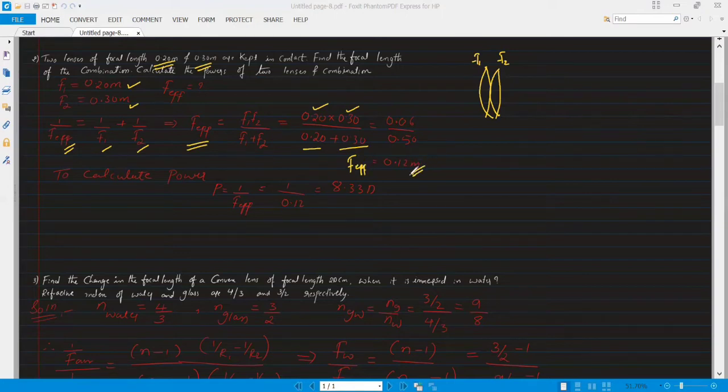0.12 meter. Okay. Then if asked to calculate the power, power, that is P is equal to 1 upon f effective. Then this is going to be 1 upon 0.12, which is equal to 8.33 diopter. This is the final answer.